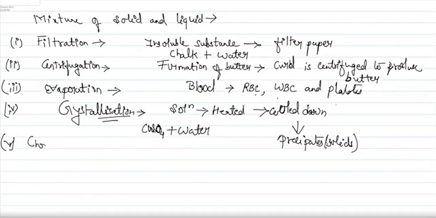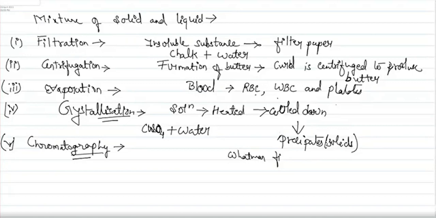Next is chromatography. Generally this method is used to separate two or more solids which are dissolved in liquid solutions. A paper known as Whatman filter paper is used here for the chromatography. This Whatman filter paper is dipped in the solution which has to be separated.